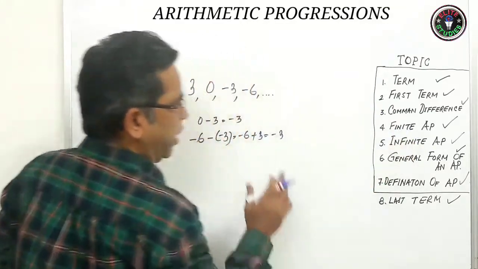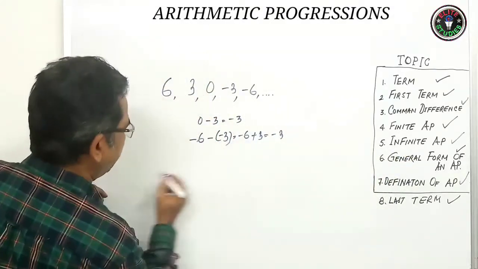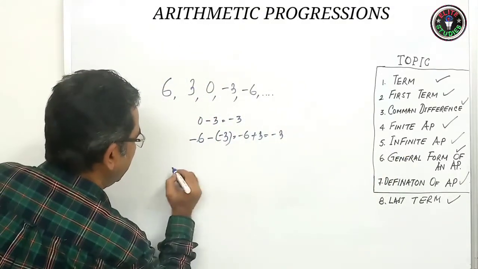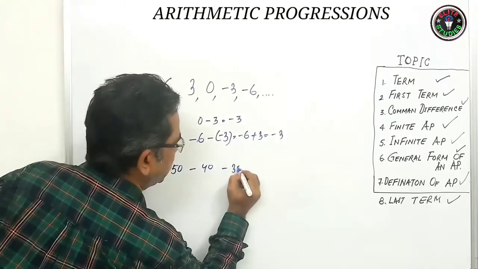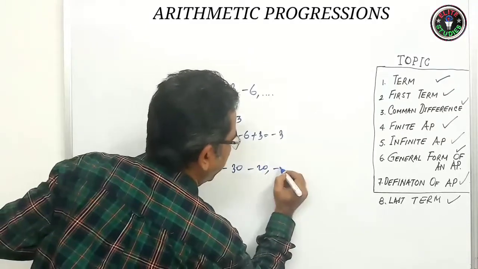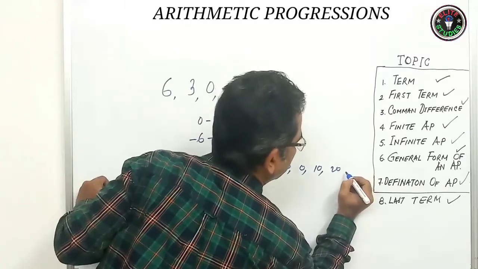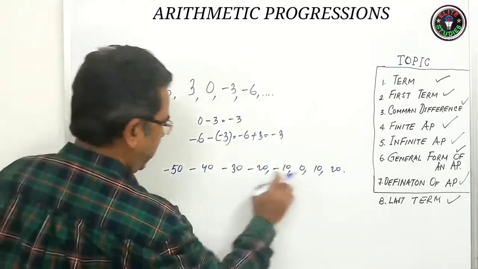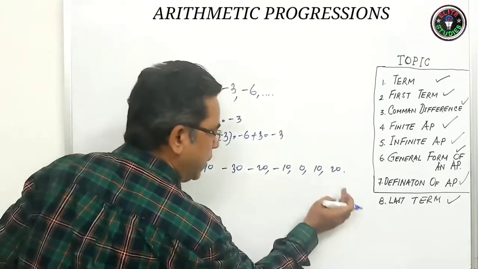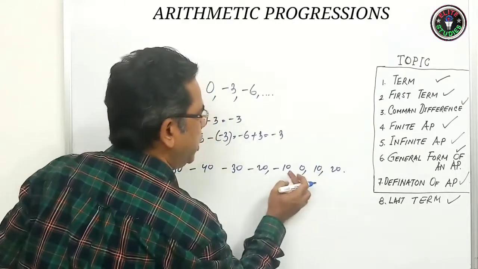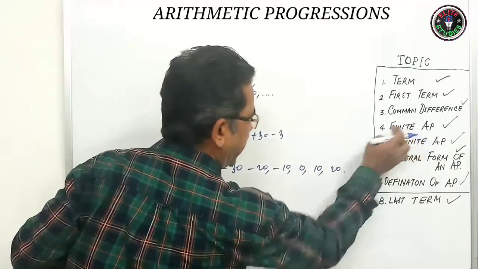Finite AP: when the number of terms are fixed in a given AP, that is called a finite AP. Example, suppose I write minus 50, minus 40, minus 30, minus 20, minus 10, 0, 10, 20, stop. This is a finite AP because here the number of terms are fixed. How many terms are there? 1, 2, 3, 4, 5, 6, 7, 8. So in this AP, the number of terms is finite and equal to 8.